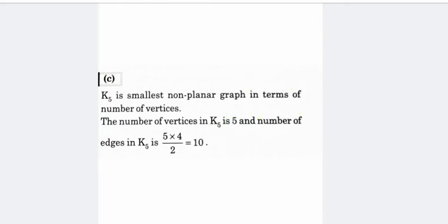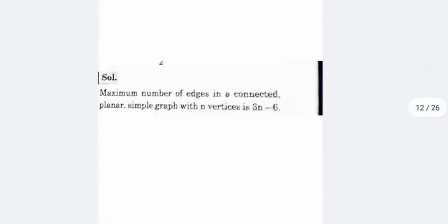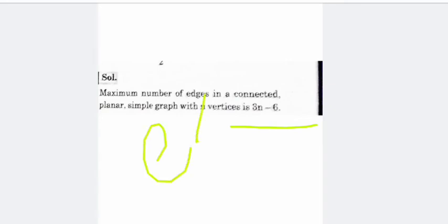Now come to the next question. Minimum number of edges in a non-planar graph with n vertices. On the basis of n vertices, what is the minimum number of edges? Now come to the solution of this problem. We know the planar formula, case 1 and case 2. For n vertices, the total number of edges is 3n minus 6, which means we know that E is less than or equal to 3n minus 6.